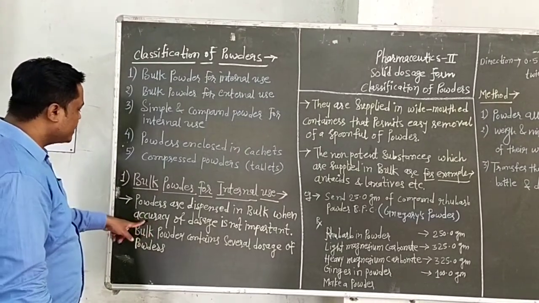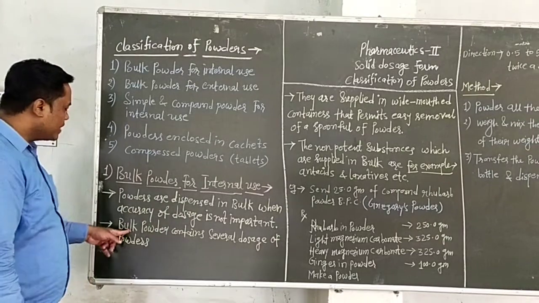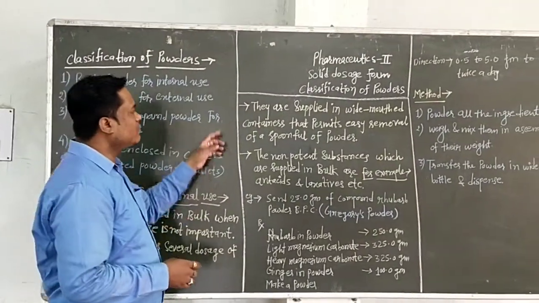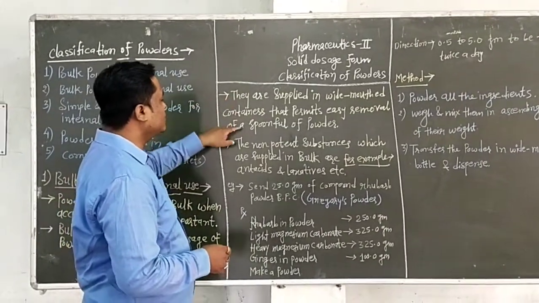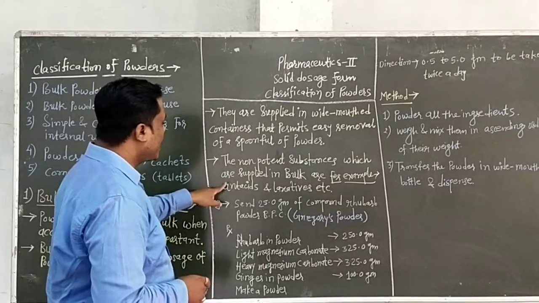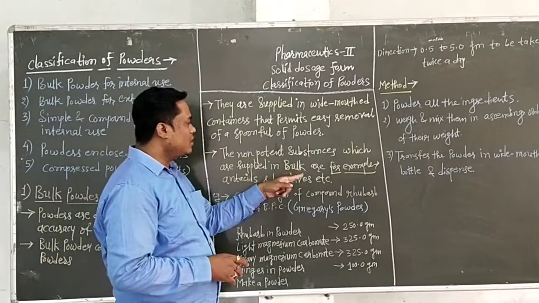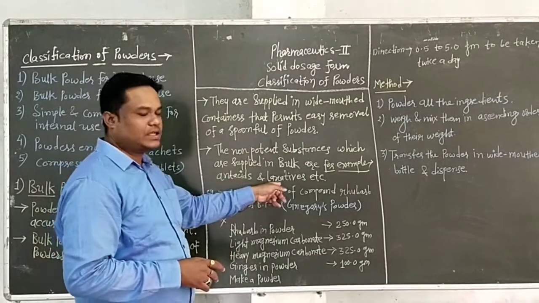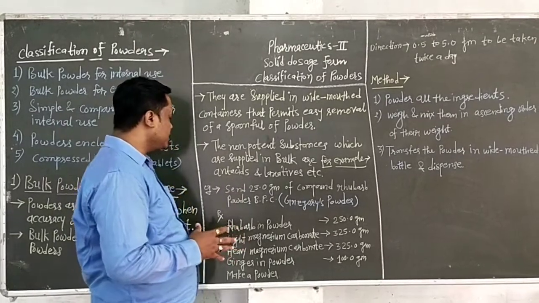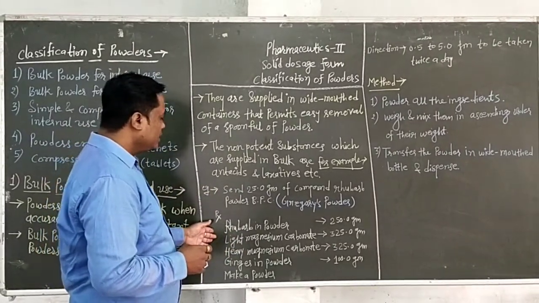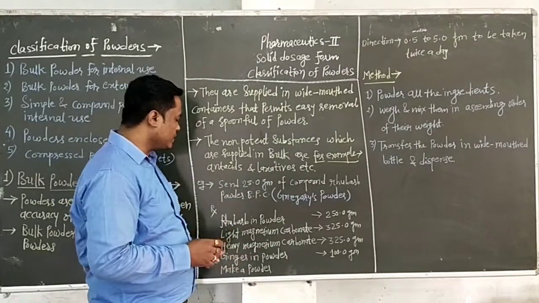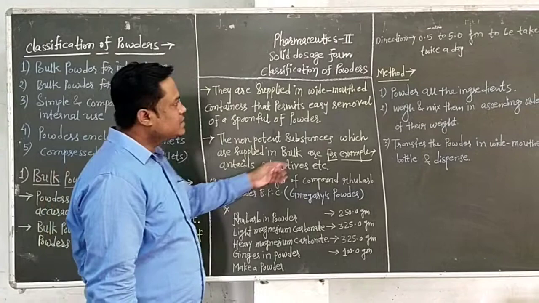when the accuracy of dosage is not important. Second, bulk powders contain several doses of powder, means large doses. Third, it is supplied in wide mouth containers, so the powder is easily removed with a spoon. And last, non-potent substances are supplied in bulk, for example antacids or laxatives. So these types of powders are supplied for internal use in bulk quantity, and one example is compound rhubarb powder, called Gregory's powder. This is the formula and this is the method.